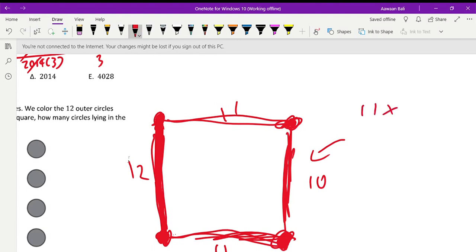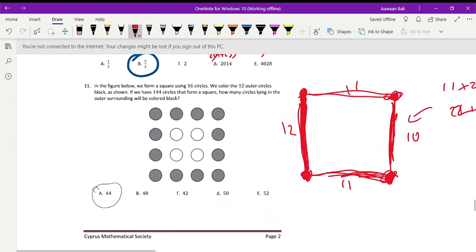11 times 2 is 22, and since we know 10 plus 12 is obviously 22 also, 22 plus 22 is 44, so therefore the answer is 44, alpha.